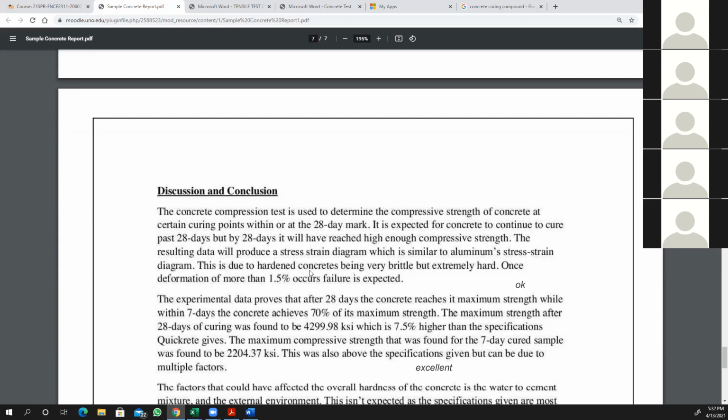This is due to the hardened concrete being very brittle or extremely hard. I mentioned that aluminum is much more brittle compared to steel. Steel is more ductile, it can stretch, but aluminum is brittle. It just breaks without deforming as much as steel does.